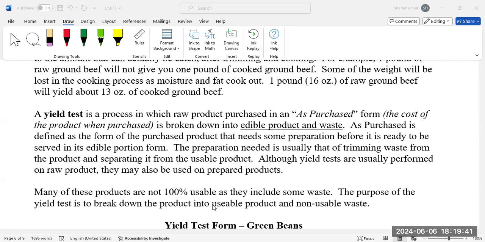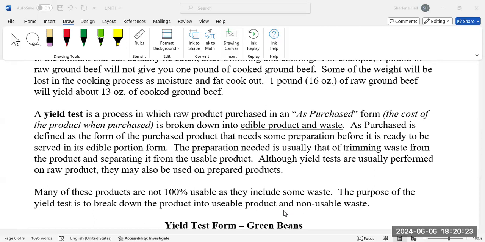Somebody said something and I said I'm going to come back to it. I'm going to come back to it right about now. It says the purpose of the yield test is to break down the product into usable product and non-usable waste. So some waste is usable, some waste is non-usable. You see the leaf I told you about? Is that non-usable or usable? Sir, you can use it back for garnish. Yeah, true. I heard both answers. So it's usable. All right, good.